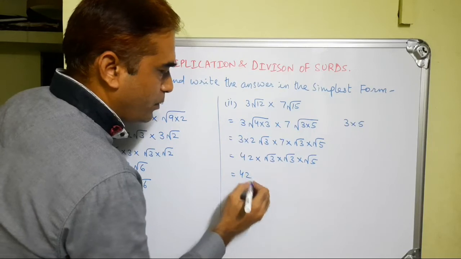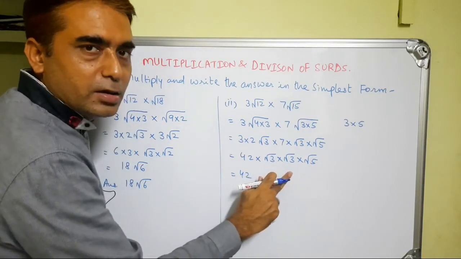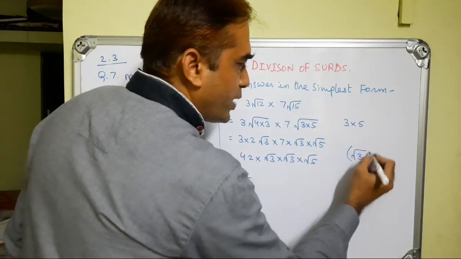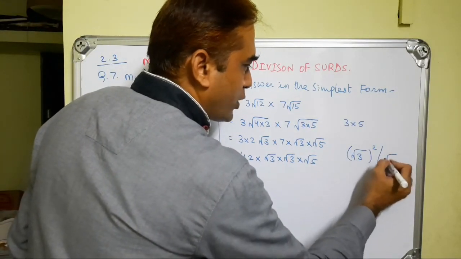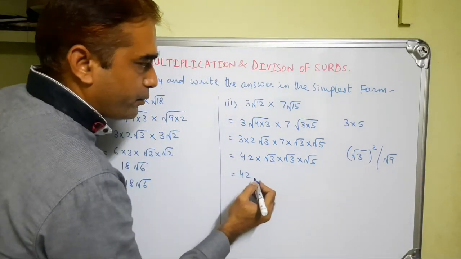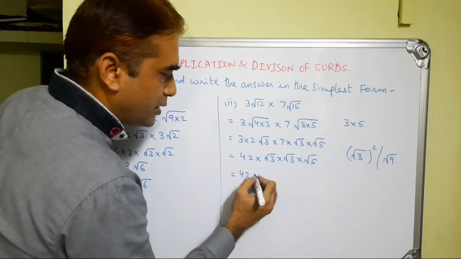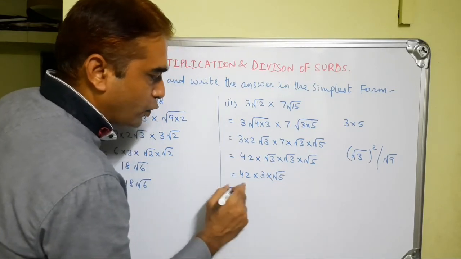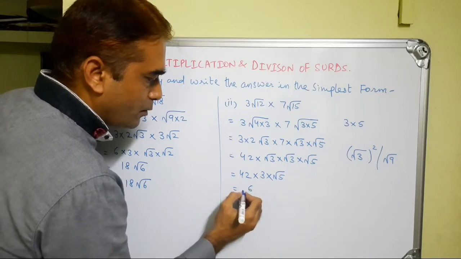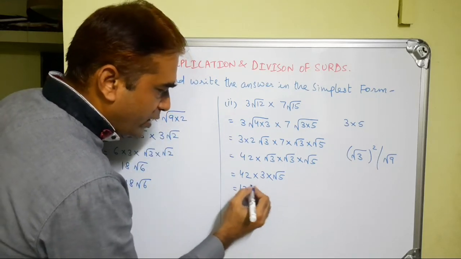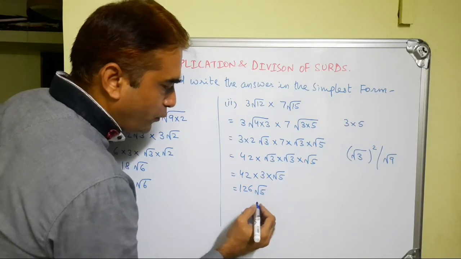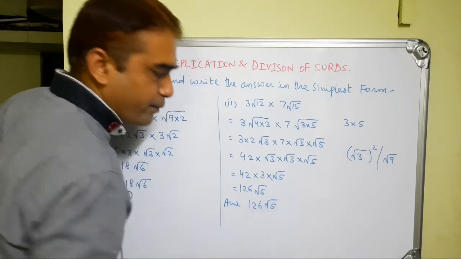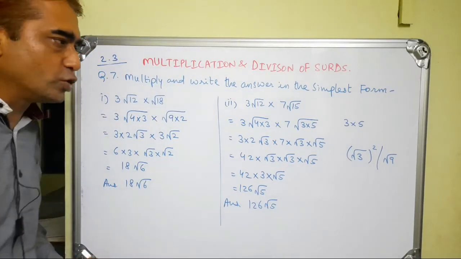Now 42 root 3 into root 3 means root 3 square, or you can say square root of 9, and the value is 3. So 42 into 3 into root 5, and 42 into 3 is 126 square root 5. This is the answer, 126 root 5. In this way you have to solve these questions.